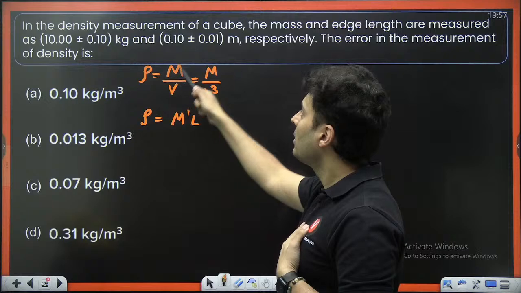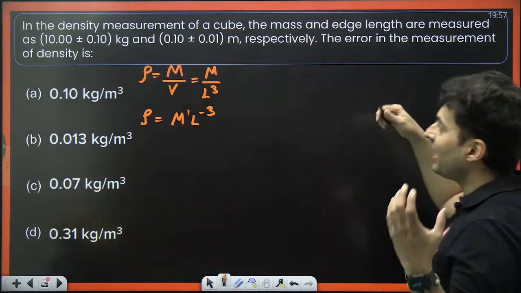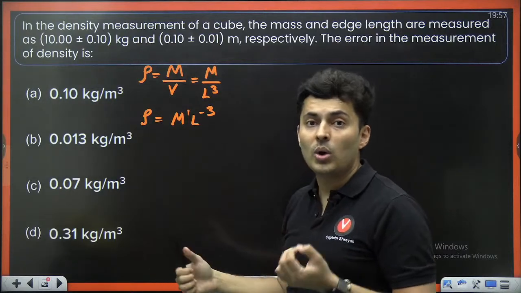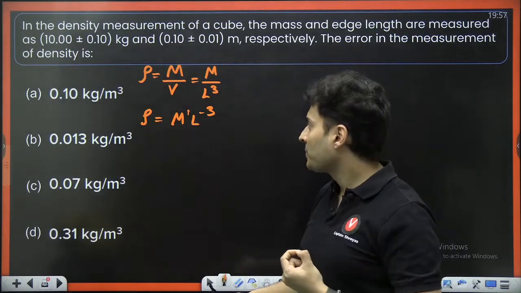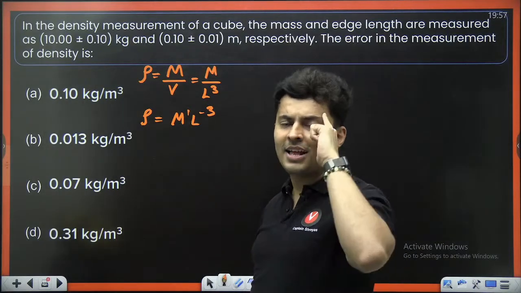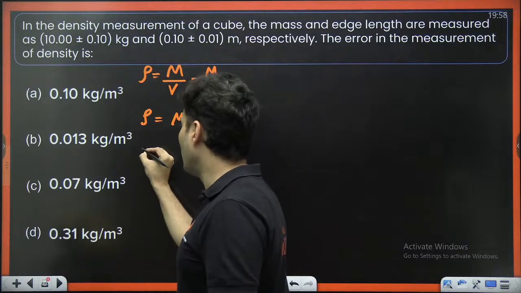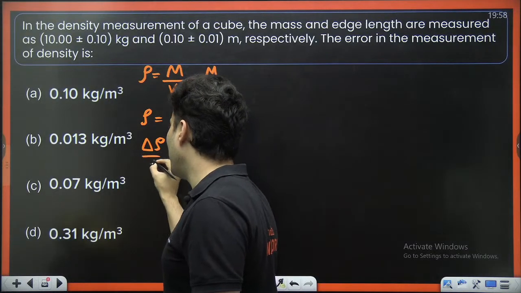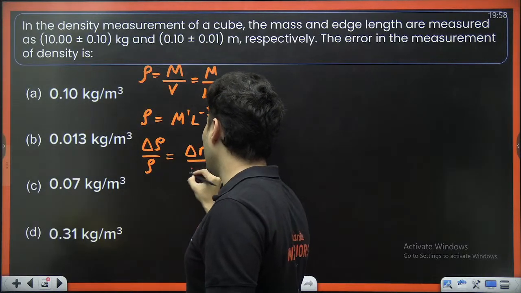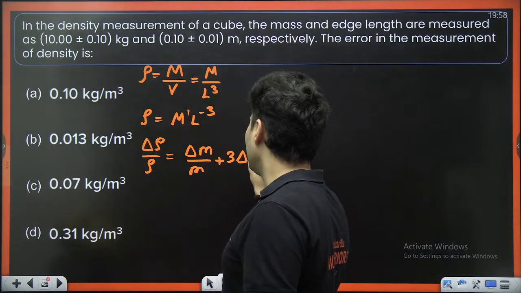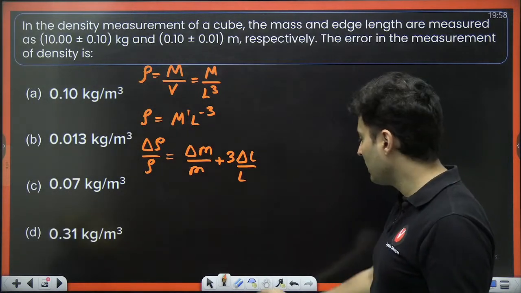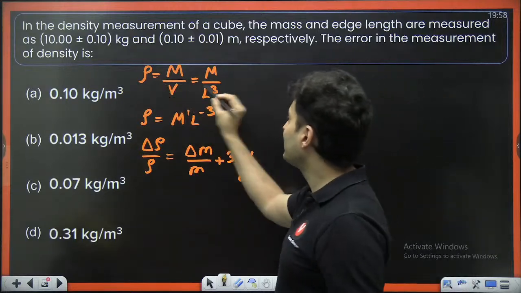Now I will think that to find the error, I need to find delta rho. Error in density is asked. Mass has some error, length has some error, obviously density will have some error. I have to use the power form. So the power form says delta rho by rho will be 1 times delta m by m plus 3 times delta L by L. Isn't that right? Everybody with me?